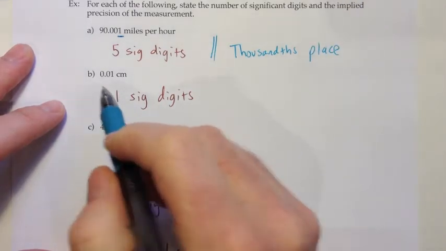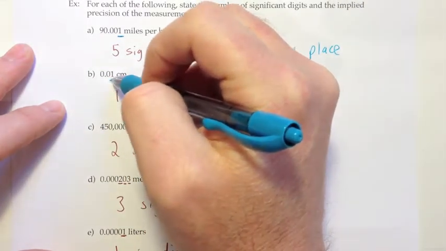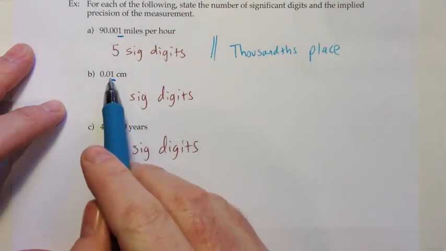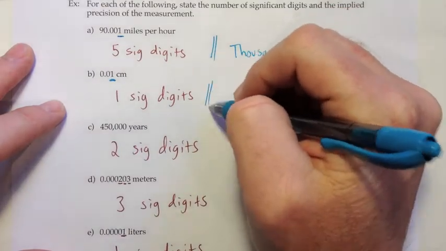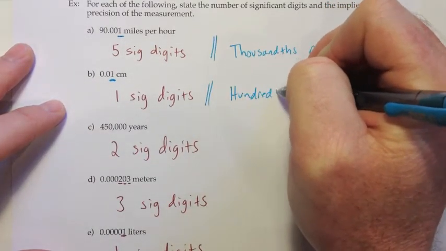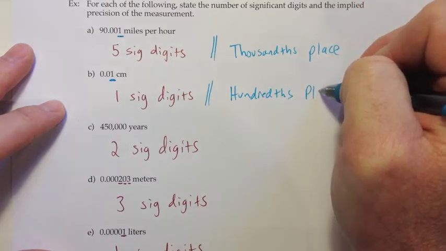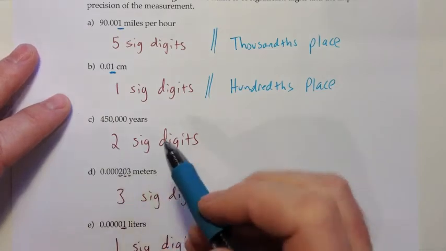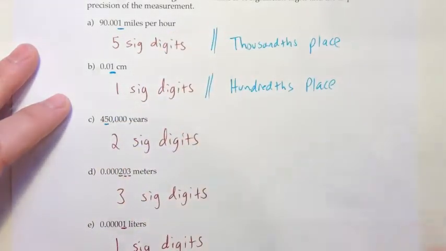Going down to this one, the only significant digit was that 1. It's in the second decimal place, and that would be tenths and then hundredths. So the implied precision there is the hundredths place. Here we only had two significant digits, and the last one was the 5.